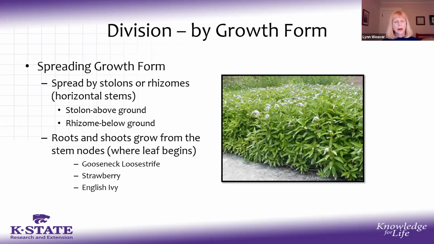Stolons are above ground, like the ground cover ajuga. Rhizomes are below ground, and we see that in bamboo and some ferns. Roots and shoots grow from the stem nodes, which is right where the leaf begins. And some examples are gooseneck loosestrife, strawberry, or English ivy.